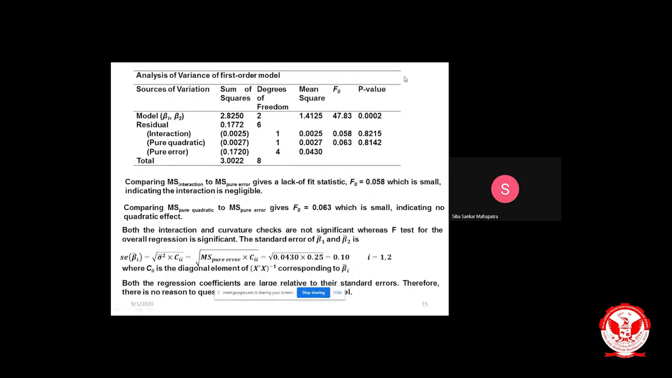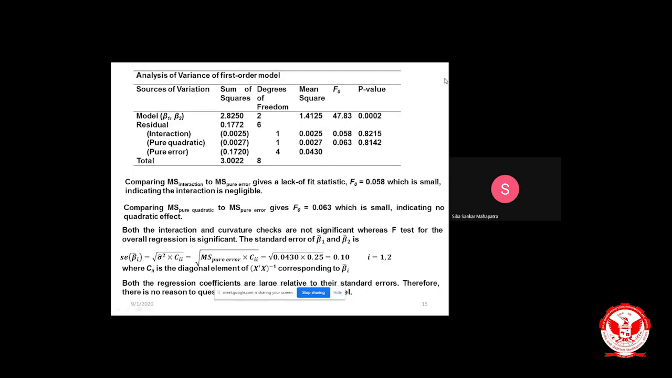then the computed F value is greater than the tabulated value. We say that the factors or the interaction are statistically significant. So here we got an F0 value of 47.83, which is much higher than the tabular value. So we say this model is statistically correct at this point.